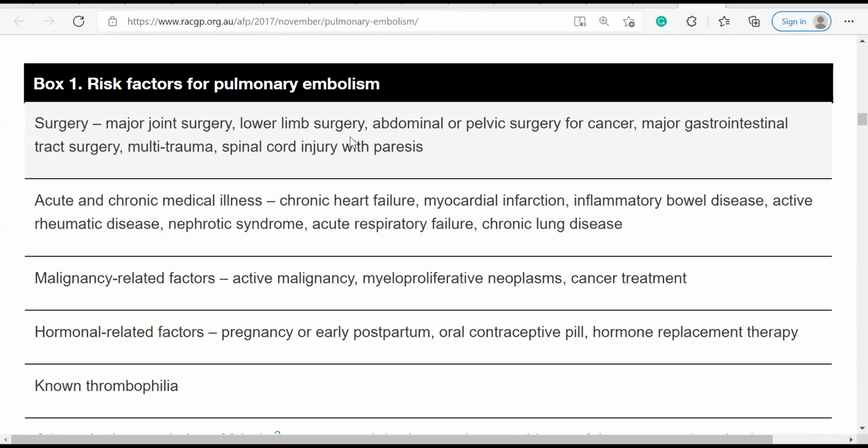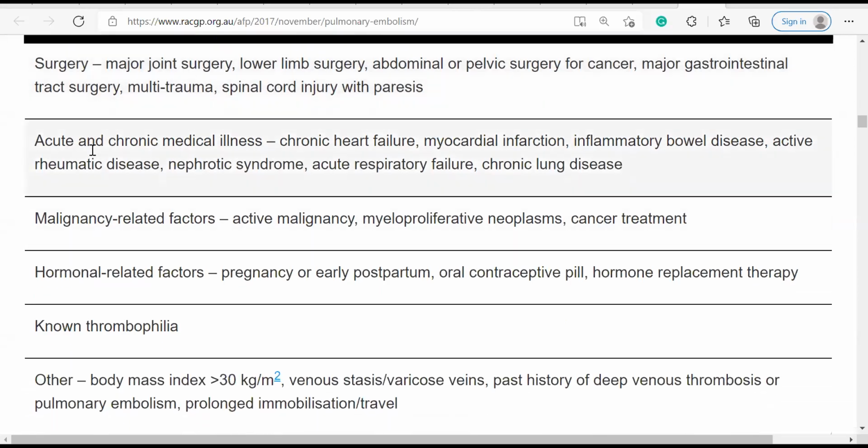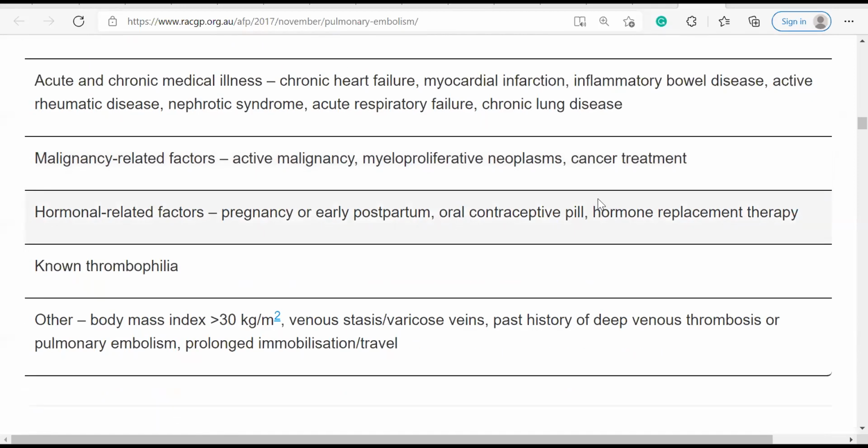Someone who had a major operation, let's say abdominal operation or pelvic operation, they are also high risk. Any chronic medical illness like a cancer patient, they are high risk. Active malignancy, myeloproliferative disease, or even someone who is currently getting anti-cancer treatment, they are also high risk. Hormone-related: pregnancy, postpartum, a patient who is taking long-standing OCP or hormone replacement therapy, they are high risk.